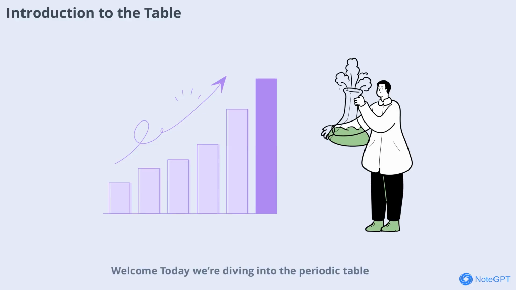Welcome. Today we're diving into the periodic table, the ultimate map of all known chemical elements. Whether you're a student, a science enthusiast, or just curious, this one-shot guide will help you understand how the periodic table is organized and why it's so important. We'll explore its layout, the meaning behind its rows and columns, and how it helps us predict the properties of elements. Let's start our journey by looking at the big picture.